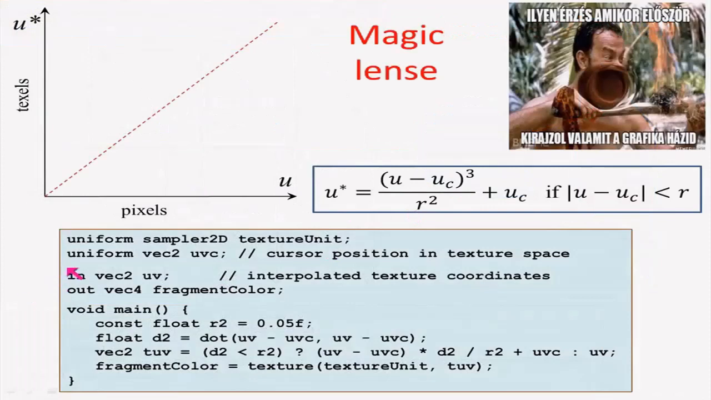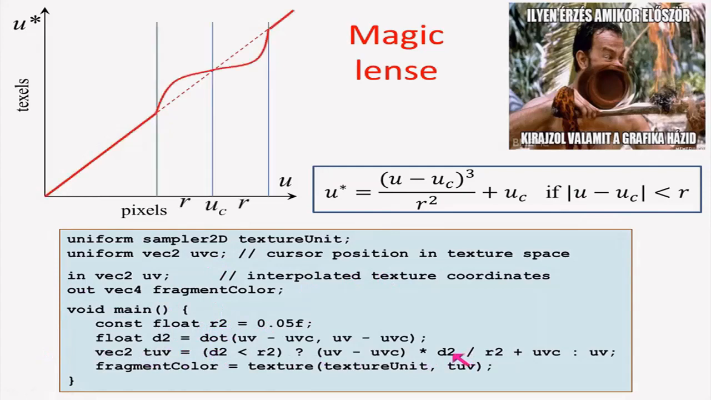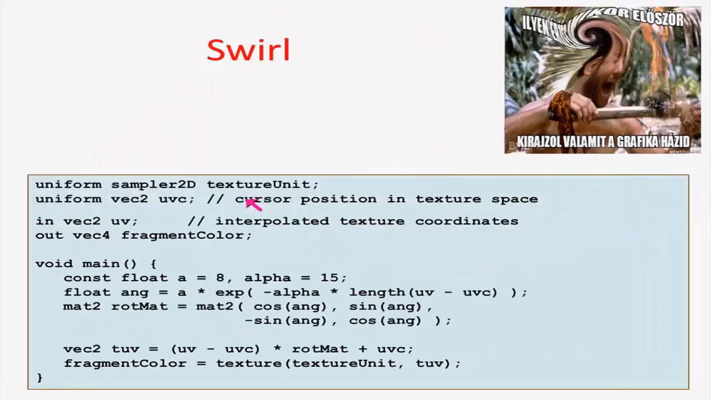So let UVC be a point in texture space, which is selected by the current cursor. The texture coordinates are modified in the center of radius r around UVC. Well, in this program we specify the square of the radius directly. The modification is just a simple cubic function, which has the effect that a magic lens magnifies the image around the cursor. Swirl is a rotation where the angle of rotation gets larger as we approach the center of rotation.